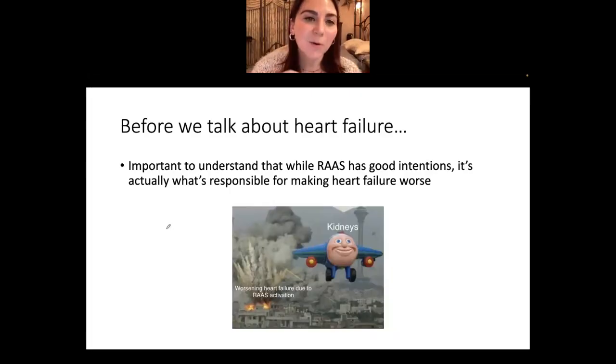So it's really important to understand that, because we just talked about how great RAAS is and it's a physiologic thing that happens. It's the body trying to save everything, especially when we talk about pharm. A lot of the pharm for heart failure is trying to stop RAAS. It's like, all right, you're making this worse, we got to stop you. So just understand RAAS is going to happen. It's going to get released. It's making everything worse. So that's why we're trying to block it with various types of pharmacologies. Okay.